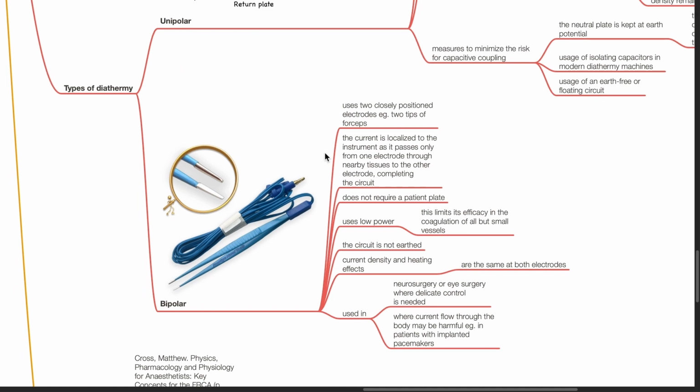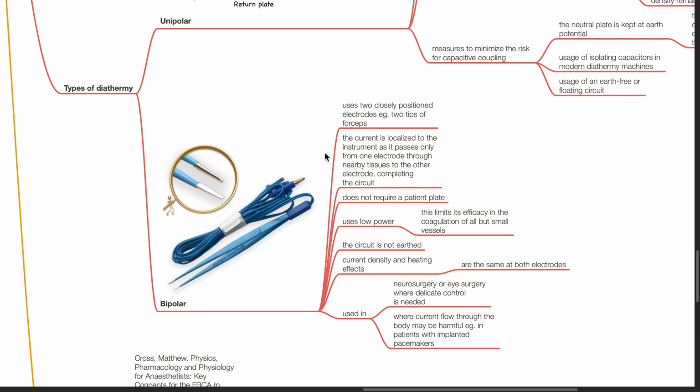Bipolar diathermy uses two closely positioned electrodes, such as the two tips of a forceps. The current is localized to the instrument as it passes only from one electrode through nearby tissues to reach the other electrode, completing the circuit. Bipolar diathermy does not require a patient plate and uses lower power. This limits its efficacy in the coagulation of all but small vessels.